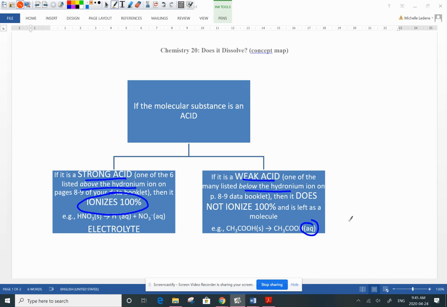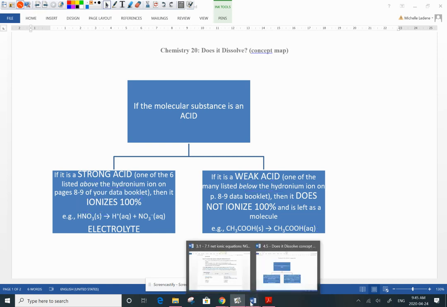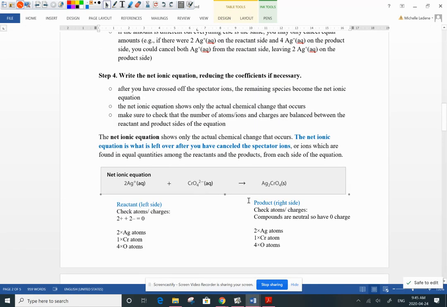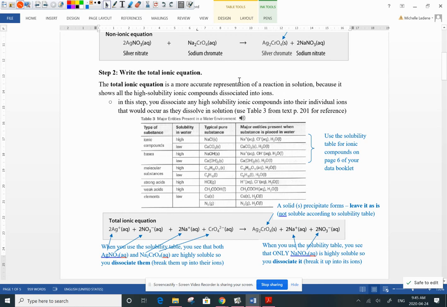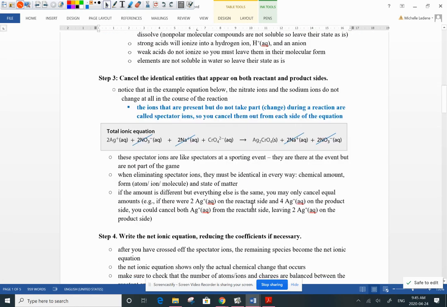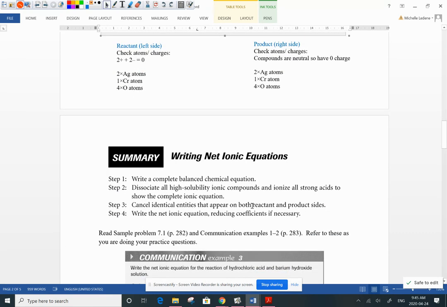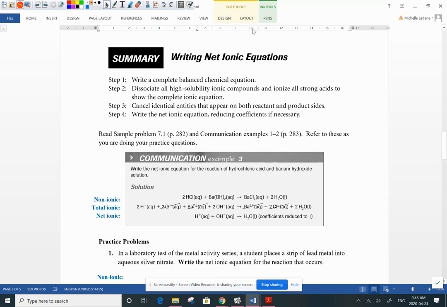Okay, so reminder, you have this sheet as well as your data booklet and your table. Going back to this table 3 as well: what is happening to that particular entity in solution? Does it dissolve? Does it dissociate? Does it ionize? So here's a quick summary of what we have done in writing net ionic equations.